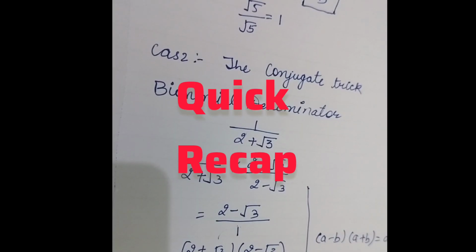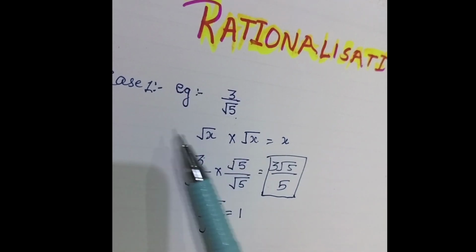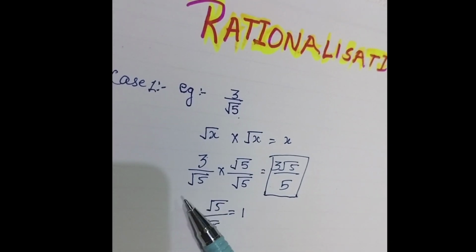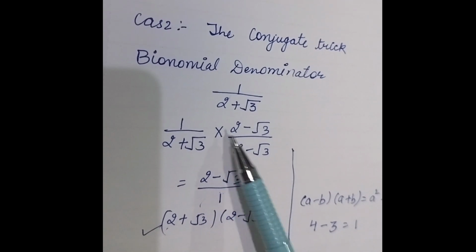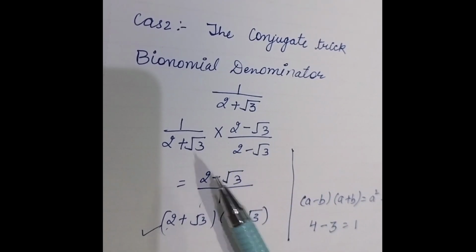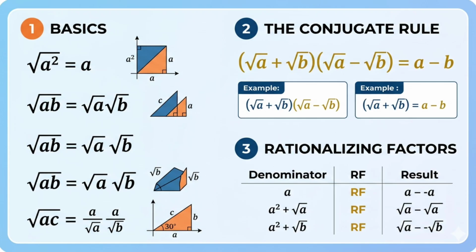So let's quickly recap what we have studied till now. If we have a single term, we will multiply it by itself to rationalize it. And if there are two terms, we will multiply by the conjugate. That is, we have to switch the signs. So, can you see that rationalization isn't about changing the value. It's just about changing the look.